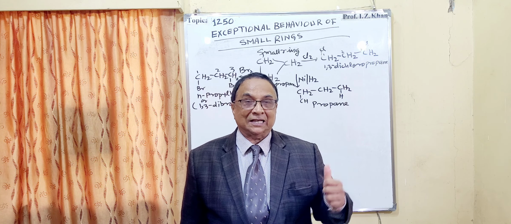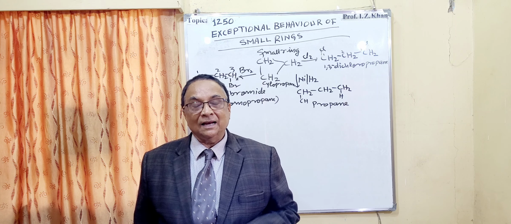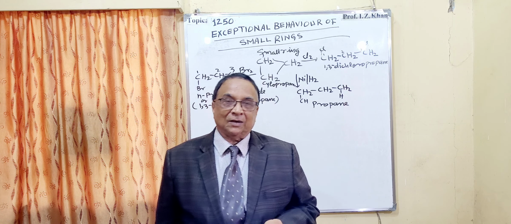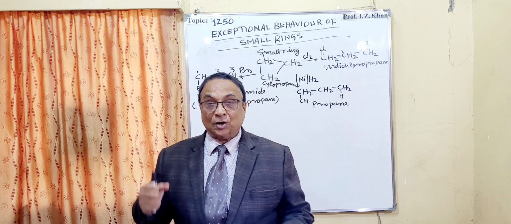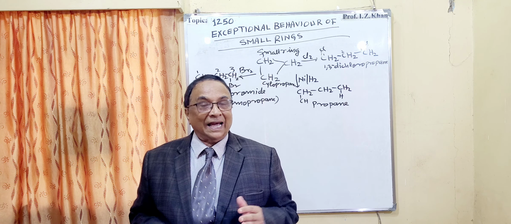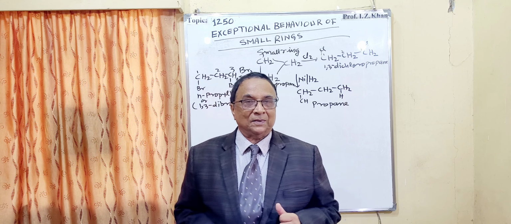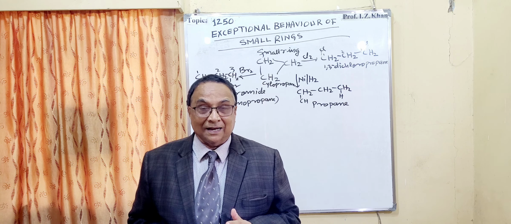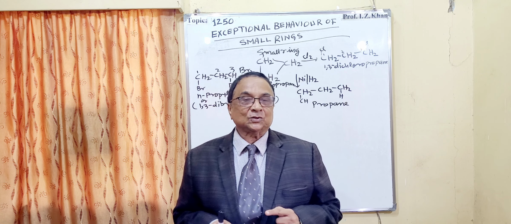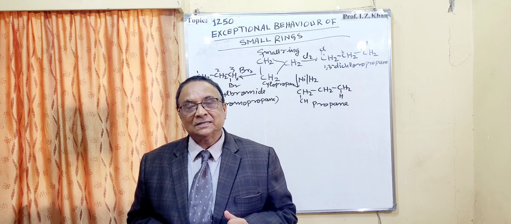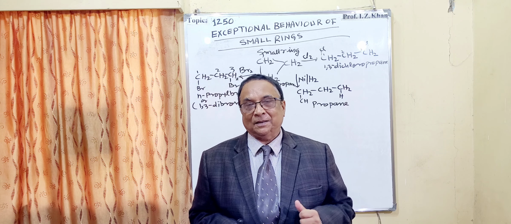They have, for example, cyclopropane is having a 60-degree angle and cyclobutane is having a 90-degree angle. So they are distorted. They are having less than the 109.5 degree tetrahedral bond angle. That is also one of the reasons why the small rings are having exceptional behavior.